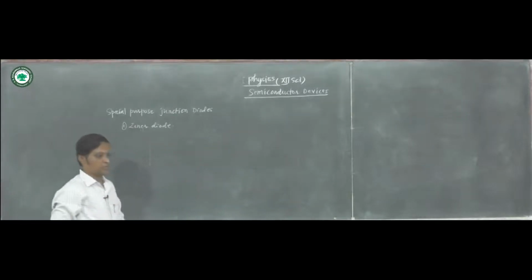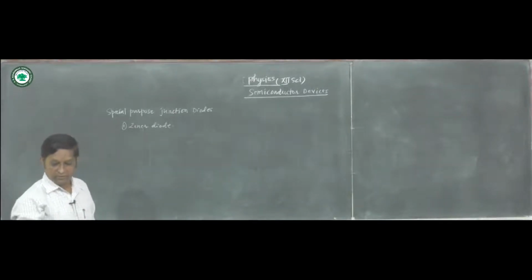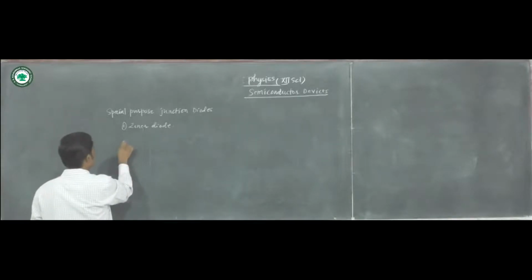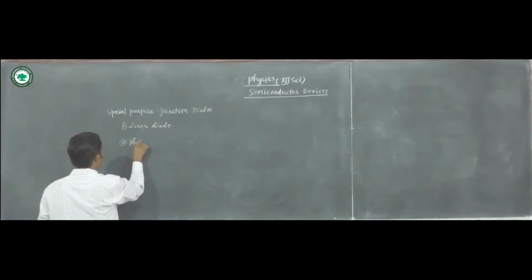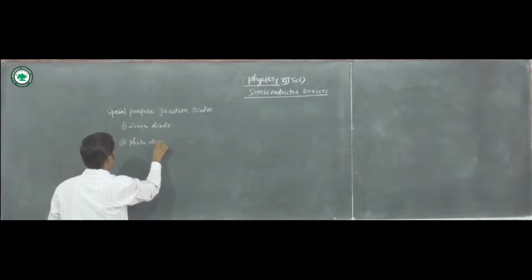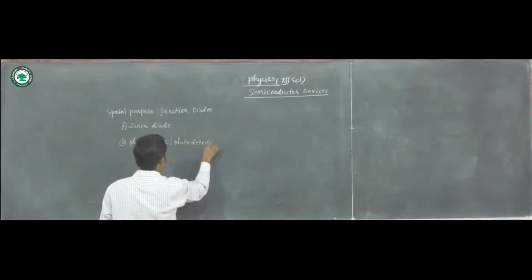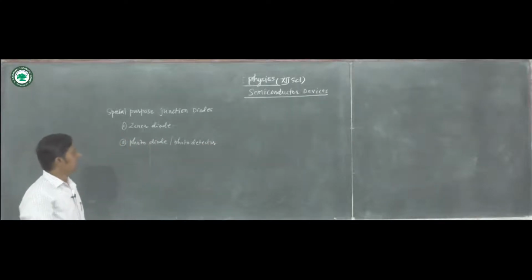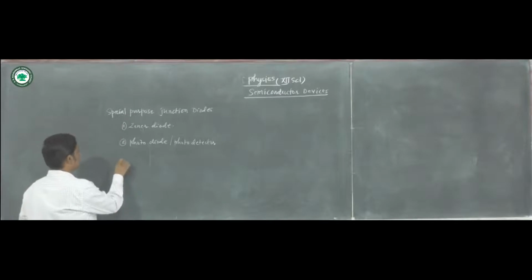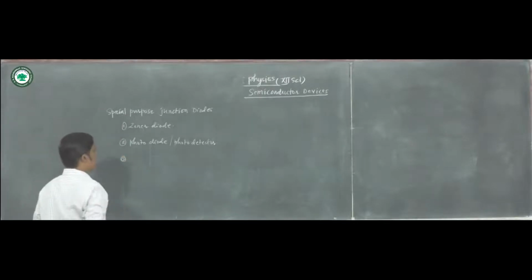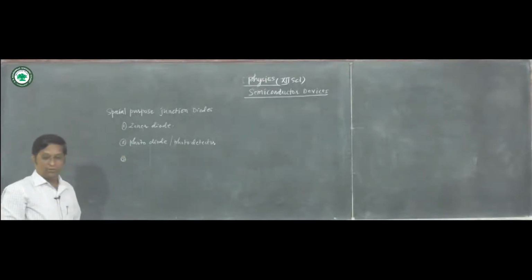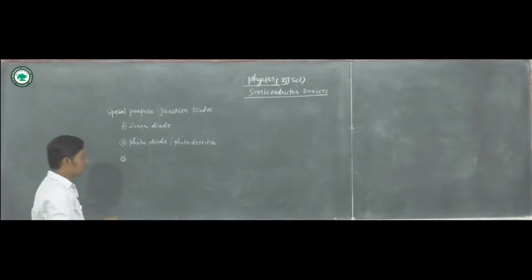Another special purpose junction diode is the photodiode. The second one is the photodiode, which is also called the photodetector or the photo sensor. And the next one, third, is the photo solar cell.